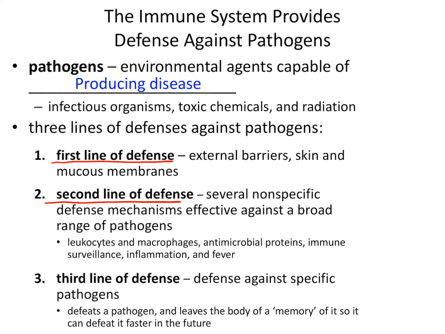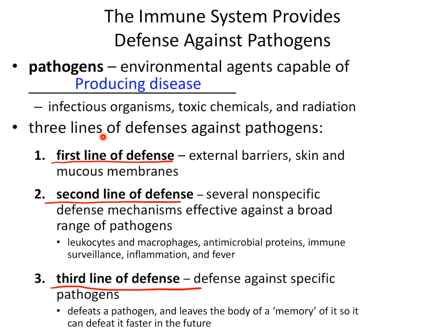Finally, our third line of defense is going to be a highly specialized way of fighting against pathogens, and this is ultimately going to include some of our lymphocytes, our B cells and T cells. And these are essentially going to fight against one very, very specific pathogen, and they're also ultimately going to leave the body with a memory of that pathogen, so that in the future, if the body encounters the same pathogen, it can defeat it much, much faster.